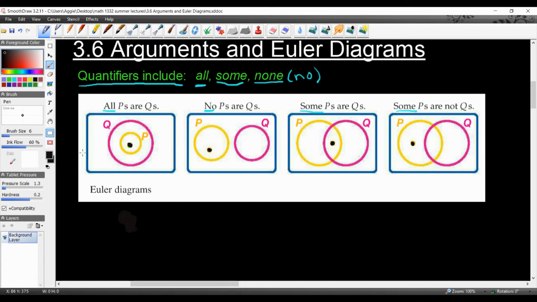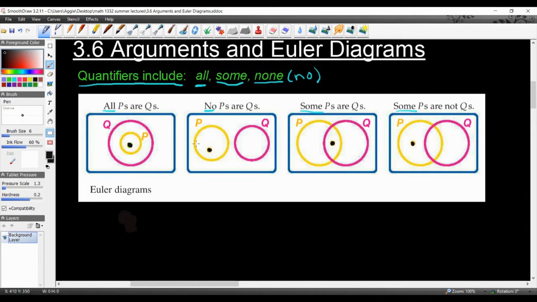An important thing to note here is that we are going to be using something called a quantifier, which we saw in previous sections. Quantifiers include the words all, some, none, which is the same as no. The way it's going to work is if you see any of these in the premises that we have, remember like that first sentence, then we would look at one of these four different diagrams.